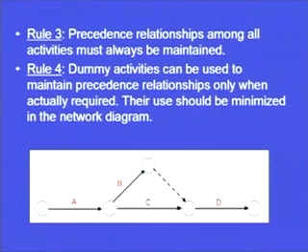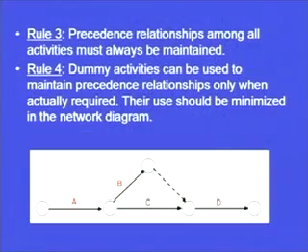So, rule number 3 states that precedence relationships among all activities must always be maintained. So, which is one of the most important points to be borne in mind whenever we are representing the complete project in the form of a graphical network diagram.